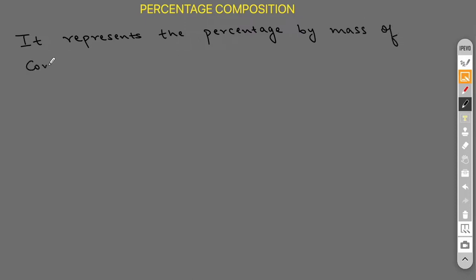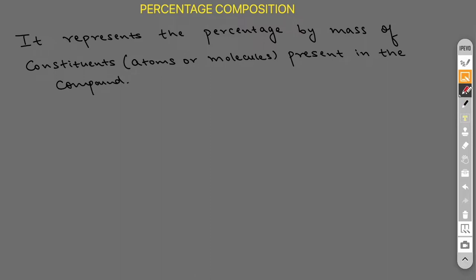Hello everyone, hope you are doing well. Today we are gonna talk about percentage composition. We'll write that it represents the percentage by mass of constituents. Constituent can be atoms or molecule. Constituent is basically a part of the whole compound. So percentage composition represents the percentage by mass of constituents present in the compound. This is the simple definition.